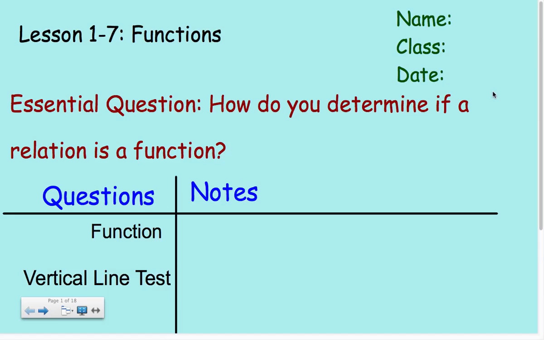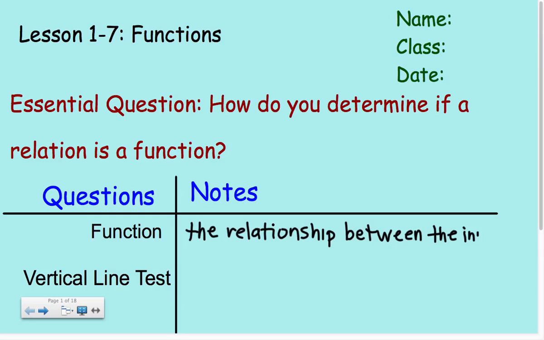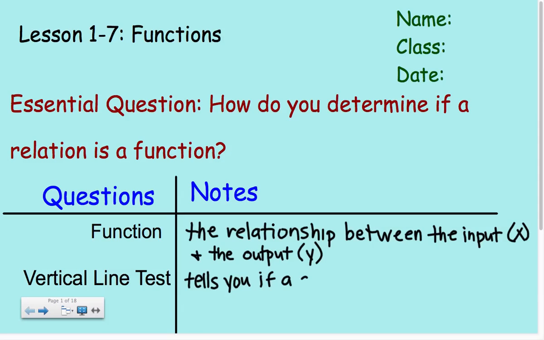The definition of a function is the relationship between the input, also known as x, and the output, also known as y. A vertical line test tells you if a graph is a function.